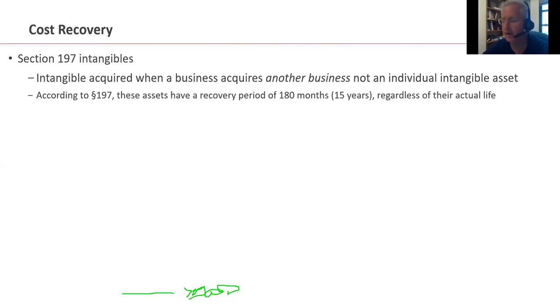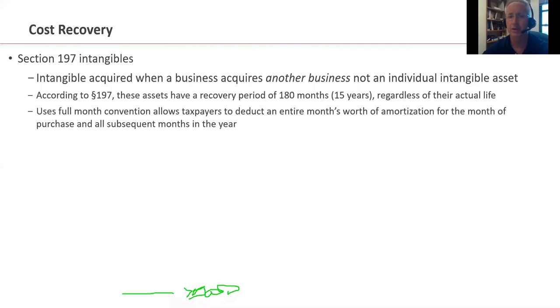Under Code Section 197, you will recover the cost of that intangible over 180 months, which is 15 years, irrespective of what the actual useful life of that intangible is. You use the full month convention. Remember, we had half year, mid-quarter, mid-month. Amortization uses a full month convention, which means if I place it in service on the first day of the month, I take the whole month. If I place it in service in the middle of the month, I take the whole month. If I place it in service on the last day of the month, I take the whole month. Always the whole month.